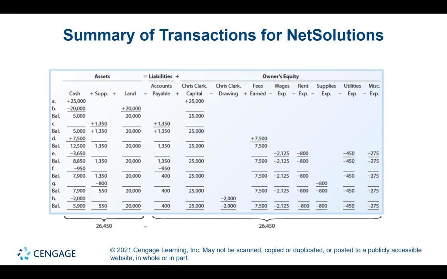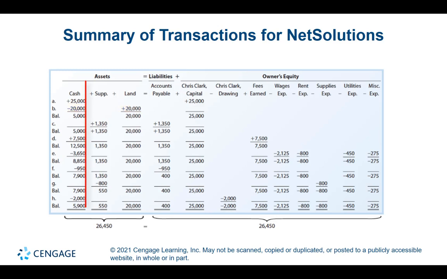Let's take a look at cash. It's typical cash will involve many transactions. Cash could increase or decrease. Increase from revenue, increase from capital, but decrease from drawing and decrease from spending on expenses or on investment of assets. For example, look at row B. $20,000 of cash was used to purchase land.